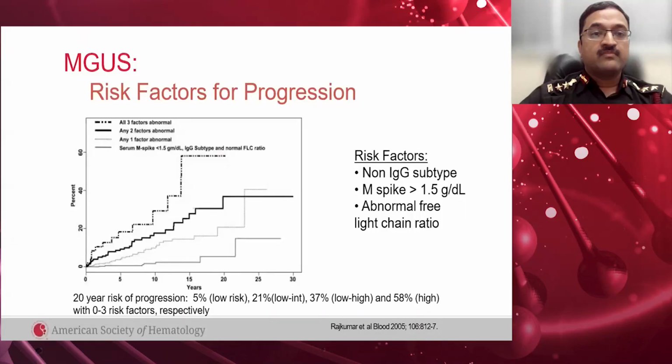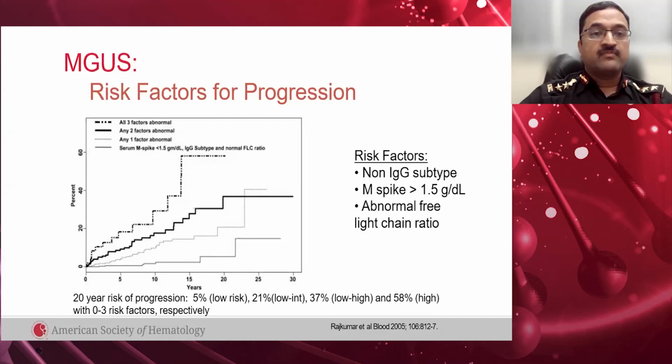Now, these are the different risk factors. As you can clearly see in this graph, those people who have all three risk factors present have almost 60% chance of progressing to myeloma over 15 years. So that's why this risk scoring is important.